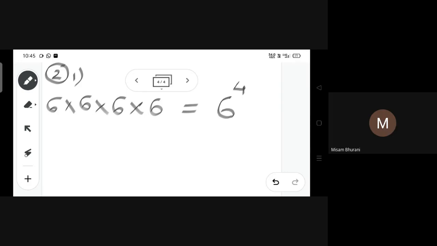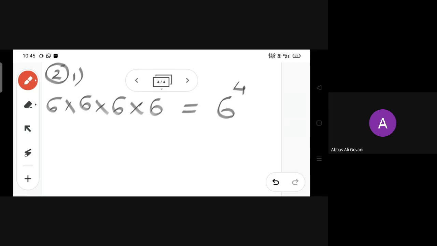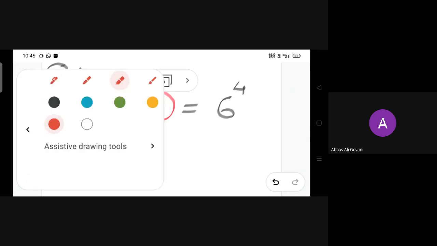Sir, 1296. What is 1296? Sir, we have to do the reverse here. No, here you are not asked to solve it. They are asking you to express this in exponent form, power form. So 6 to power 4. Did you understand? Okay.